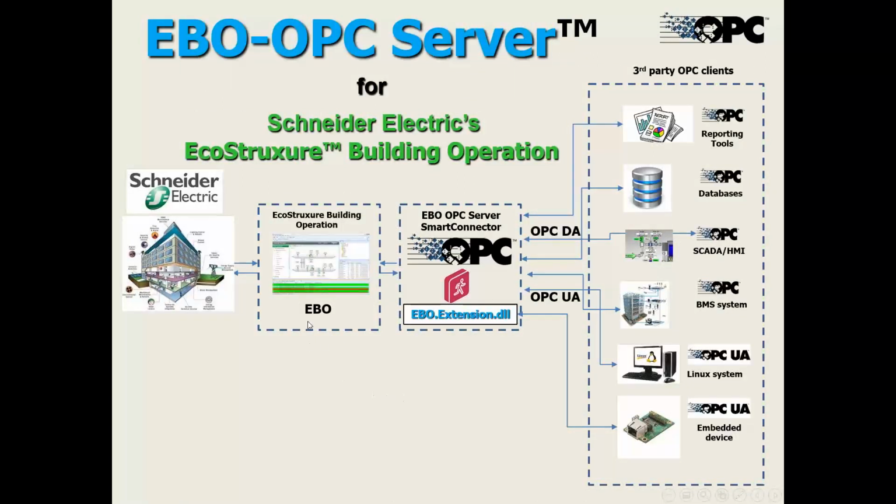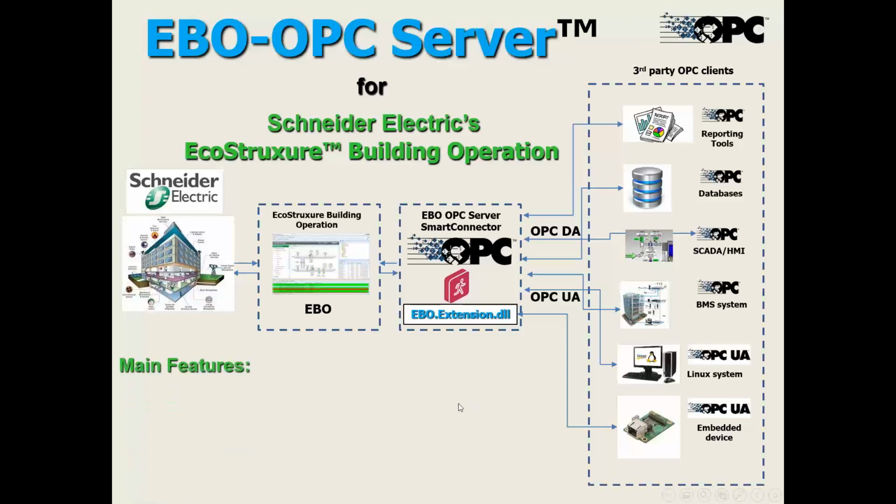Here you can see the system architecture of the EBO-OPC server. You have your EBO system, you have the SmartConnector system, and there is an extension developed by Control C that is embedded inside the SmartConnector, which is the EBO-OPC server extension. On the right-hand side, you can see different third-party clients that can access the EBO data. For example, reporting tools, databases, SCADA HMI, other BMS systems, Linux systems, and embedded devices. All of these systems are OPC clients, and they can interact with your EBO without any development effort.